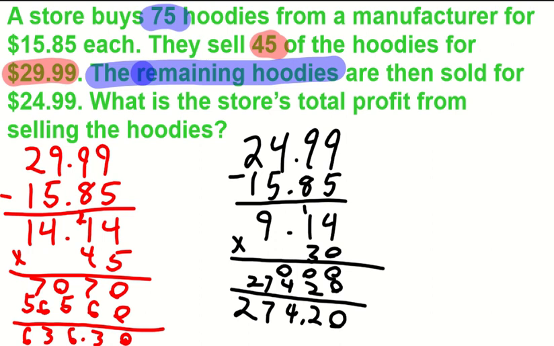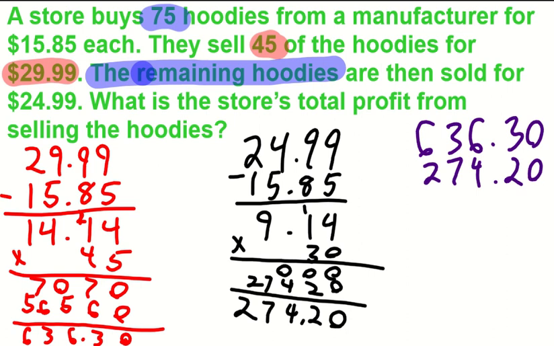For the total profit then, it's just a matter of adding them up. So we got $636.30, $274.20, and that's how we get the $910.50. Any questions on that one?